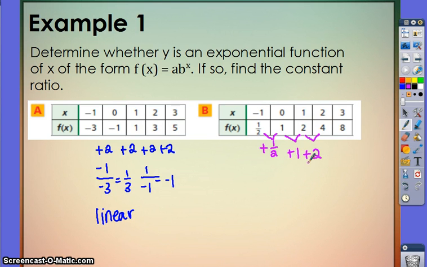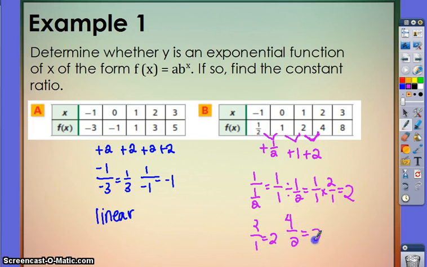All right, so let's try the ratio of the y's to the y's. If we do 1 to 1/2, that becomes 1 over 1 divided by 1/2, which is 1 over 1 times 2 over 1, which is 2. Let's try this one. 2 to 1, that's 2. Let's try this one. 4 to 2, that's 2. So this is an exponential function, and we could set it up in the form of y equals ab to the x. And in this case, our growth factor would be our constant ratio, 2.